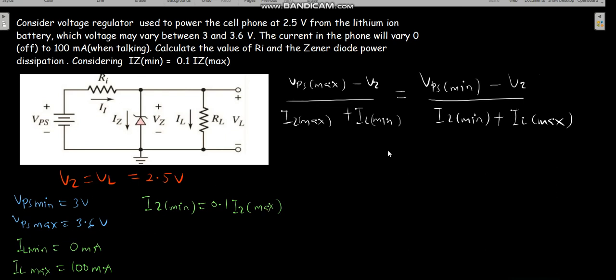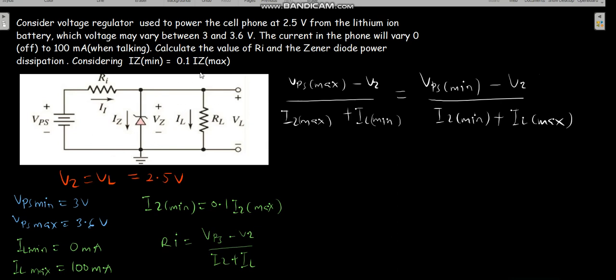So this is what you have here. I'm going to use this data to solve this question. First of all, we've been asked to find the value of Ri. We know that Ri will be equal to Vps minus Vz over Iz plus Il. So we can use this formula to find Ri here. Why don't we just put in our values and then solve for Ri? So let's look at this. We know Vps, Vz, and Il, but Iz is not given in the question here.